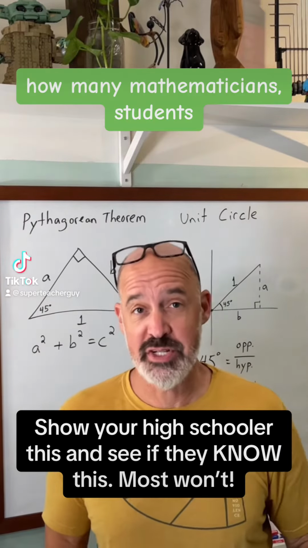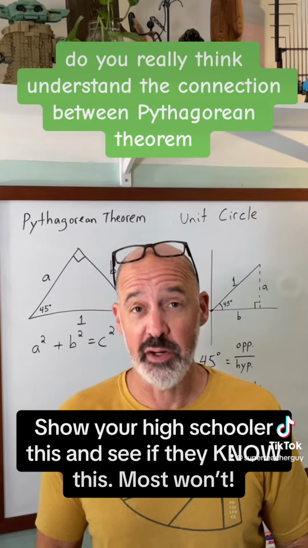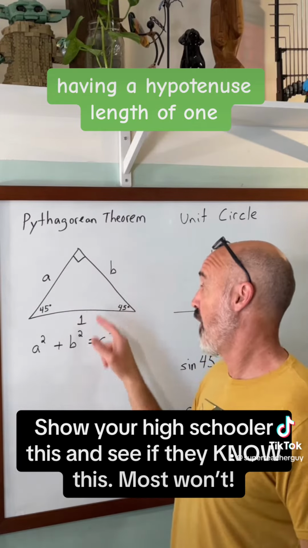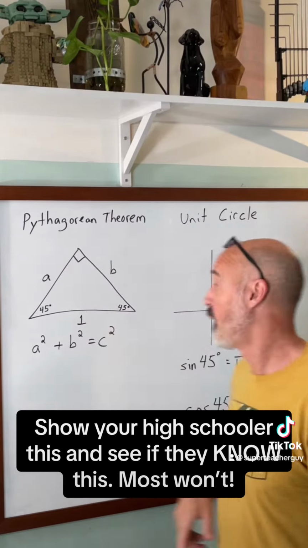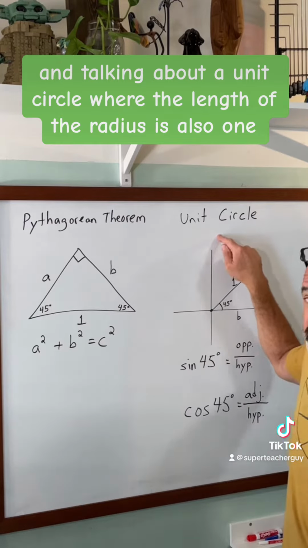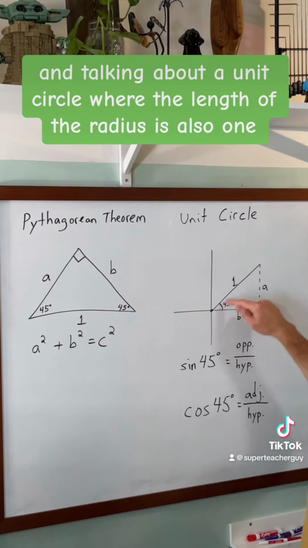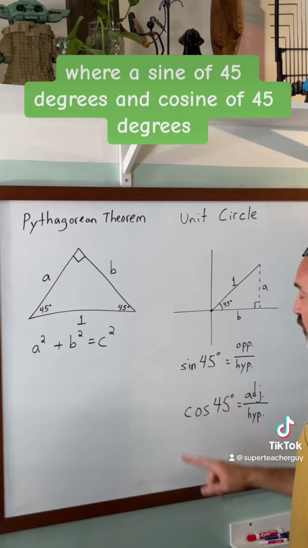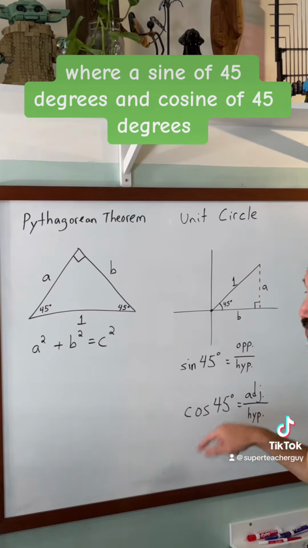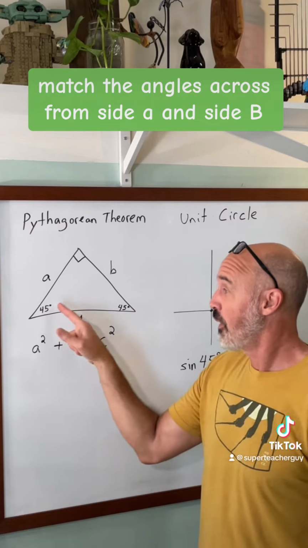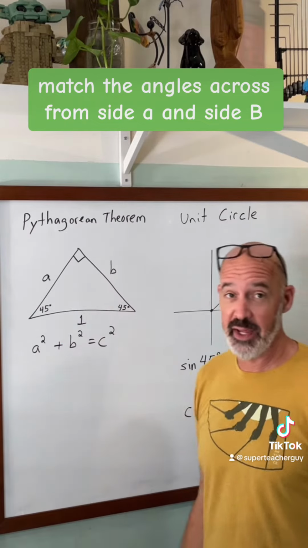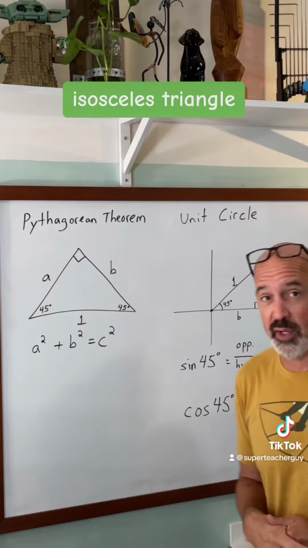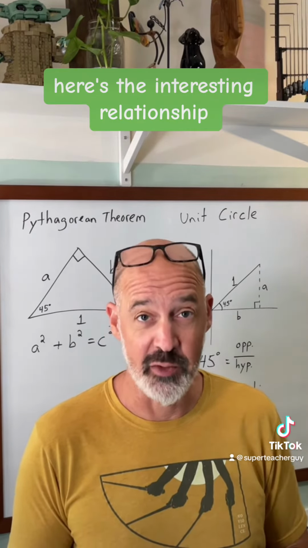How many mathematicians, students, do you really think understand the connection between the Pythagorean theorem, having a hypotenuse length of 1, and talking about a unit circle where the length of the radius is also 1, where sine of 45 degrees and cosine of 45 degrees match the angles across from side A and side B? Isosceles triangle. Here's the interesting relationship.